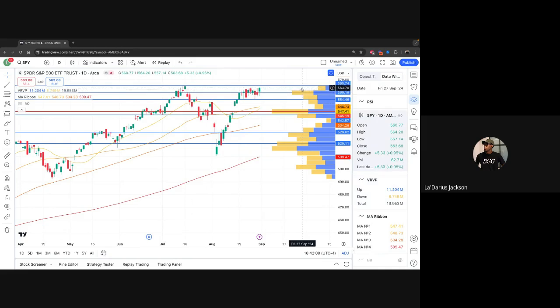Now if it moves up, if we go up to the level that it's currently sitting on, we have up at 11, we have down at 8. So there's more up volume than down volume that could push us up to our 565 target that we have for resistance. And again, the VRVP may take a little bit more time for you to figure out how you want to use it, but that's the way that I've come accustomed to using it. Any questions?